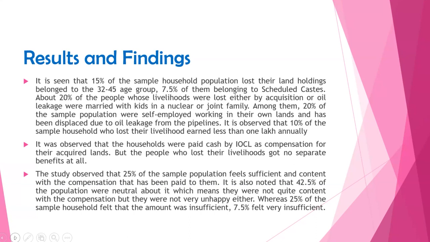The third observation that has been made is that 25% of the sample population feels sufficient and content with the compensation, but 42.5% are neutral about it because they don't feel that the compensation has either benefited them or not benefited them. They are particularly neutral about it. They are not really happy or unhappy either, but 20% of the sample households were not satisfied with the compensation amount that has been paid to them.